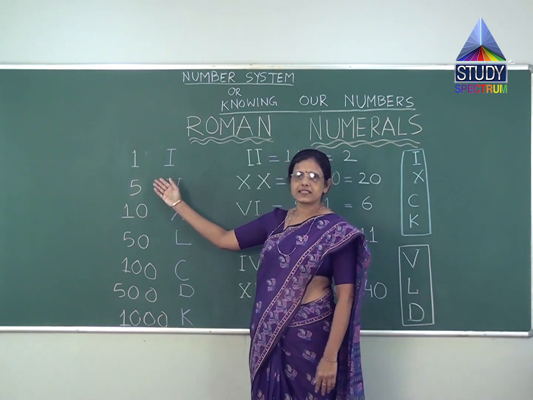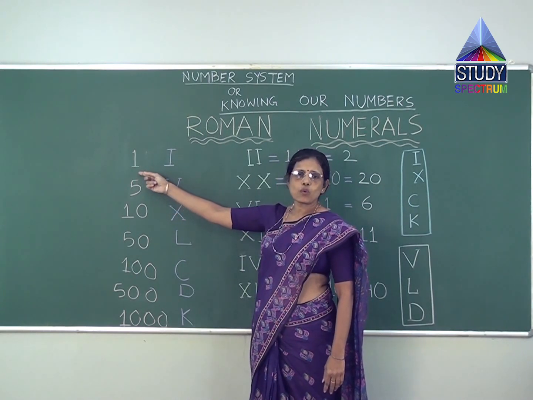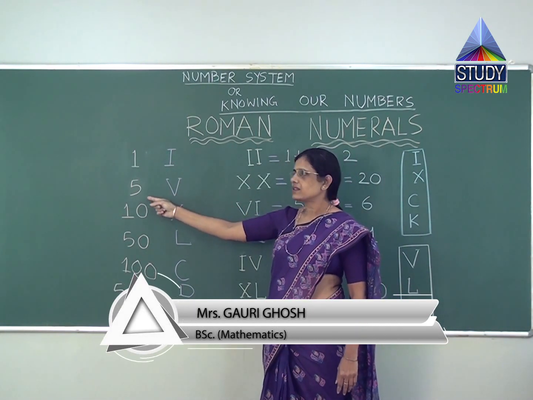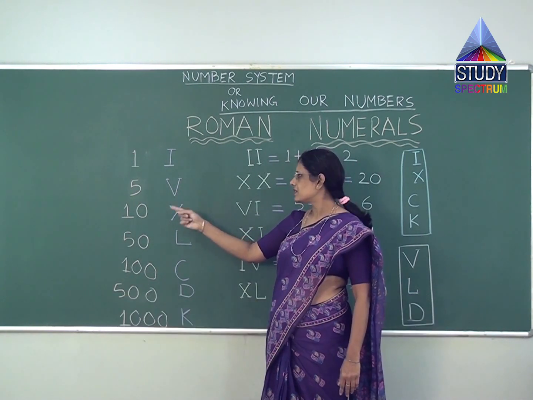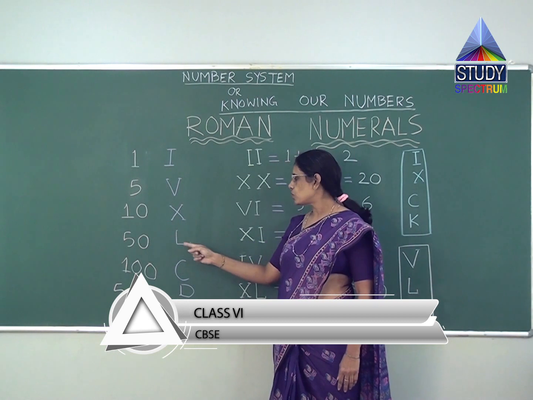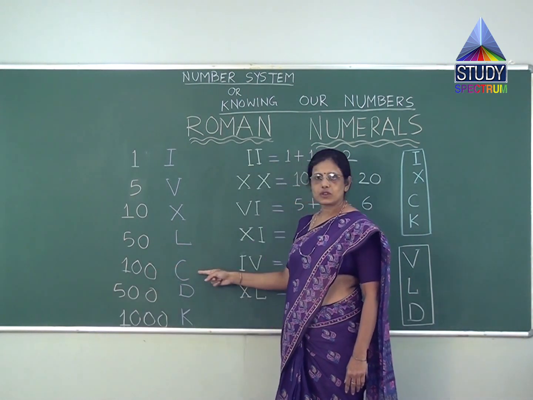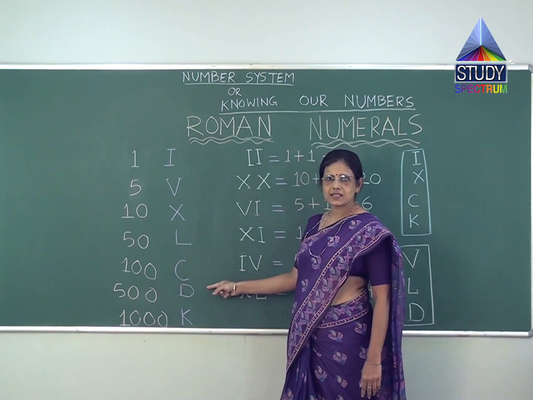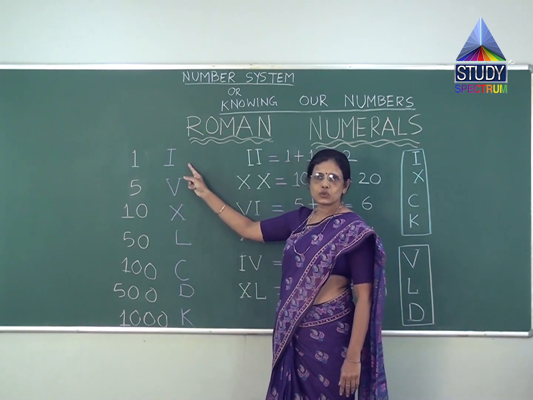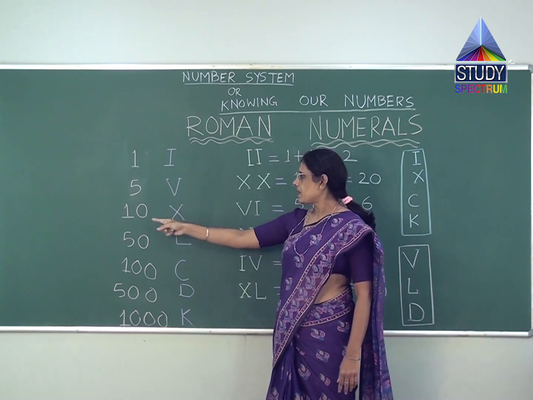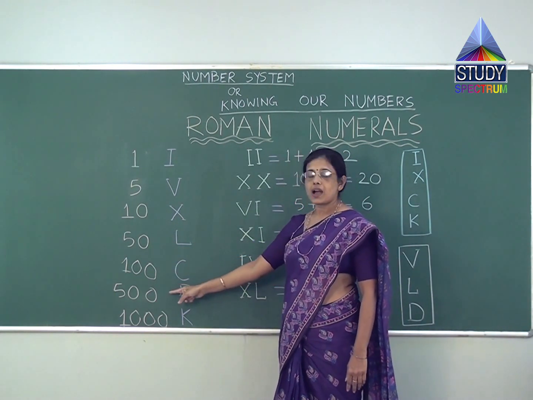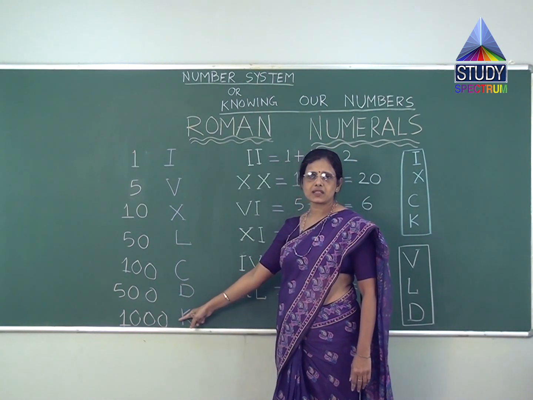Now the comparison is here. Suppose in Indian system if I write 1, like I, it is called as Roman numerals. 5, it seems as V as Roman numerals. 10, it seems as X in Roman numerals. 50 in Roman it will be L. 100 will be C. 500 will be D, and 1000 will be K. So repeating again, you can change 1 to I, 5 to V, 10 to X, 50 to L, 100 to C, 500 to D and 1000 to K.